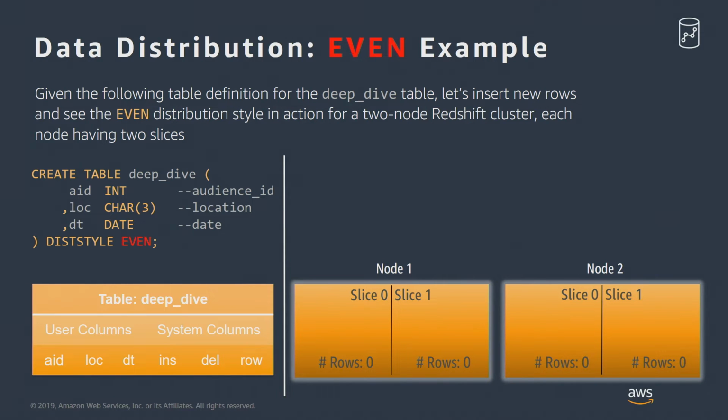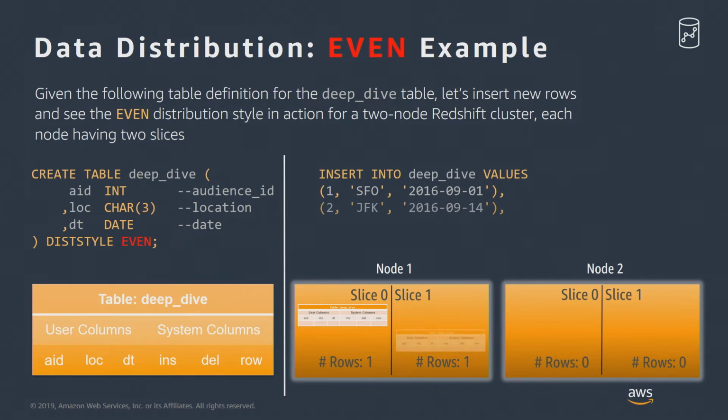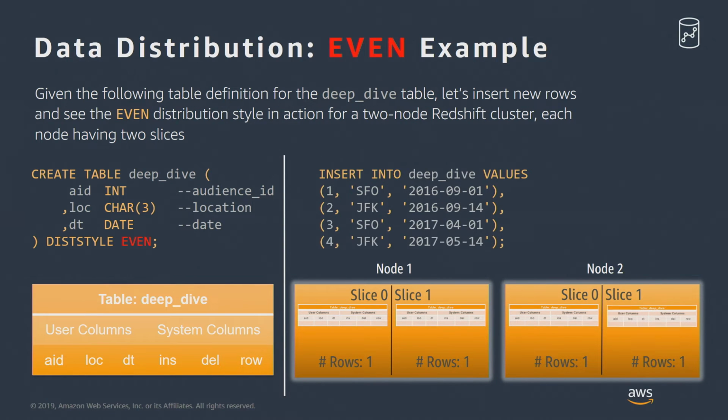When you have even, the data is going to be stored in a round robin fashion. There's no logic, just round robin. When you insert the first row, it is going to be considered in slice 0 of node 1. When you insert the second record, it goes to the next slice, then third and fourth, like this. So with even distribution, definitely you engage all the nodes to store the data and all the slices.